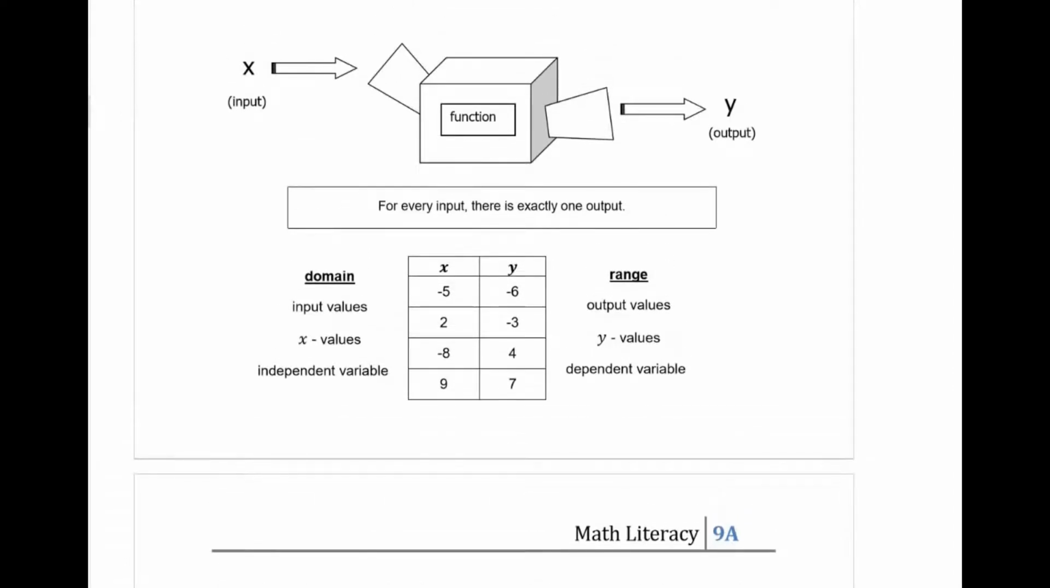For every input, there is exactly one output. As you can see here, I have a table of values, and my x values are called the domain. Those are also called the input values or the independent variable. The y is my dependent variable, which means my y values depend on the x, and those y values are also called the range or the output values.